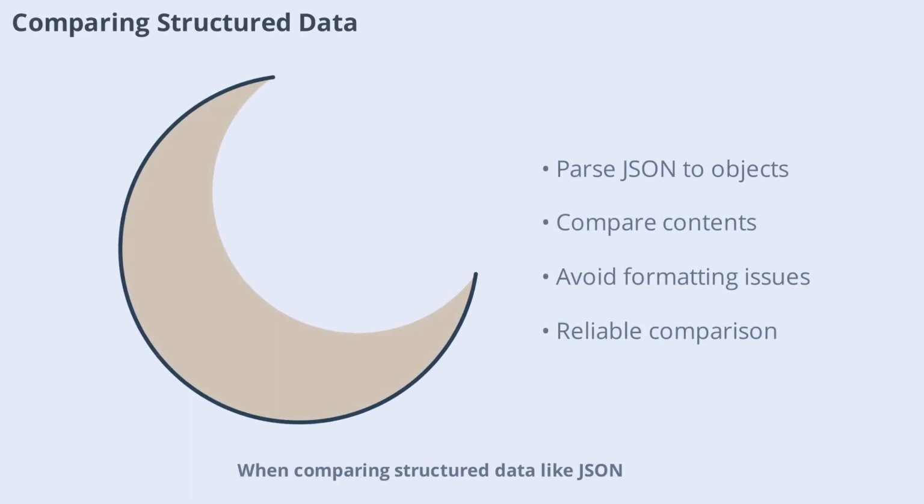When comparing structured data like JSON, parse the strings into objects and compare their contents. This avoids issues with formatting differences and ensures logical equality. Use libraries like Jackson for reliable parsing and comparison.